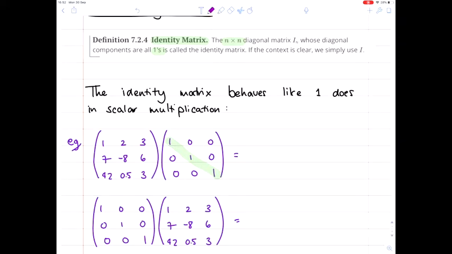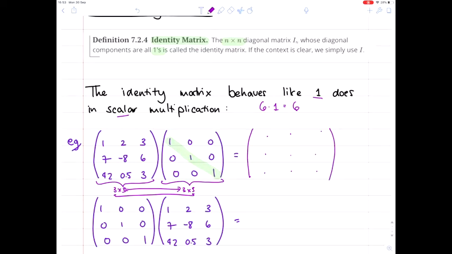So if you think about what 1 does in scalar multiplication, if you say 6 times 1, then you just get back 6. Well, here if you take an n by n matrix and you multiply it by the n by n identity matrix, you just get back the original matrix that you had. So let's have a check. This is a 3 by 3 matrix times a 3 by 3. So our inner dimensions agree, so we can definitely multiply them together. And our outer dimensions tell us the result is a 3 by 3 matrix.